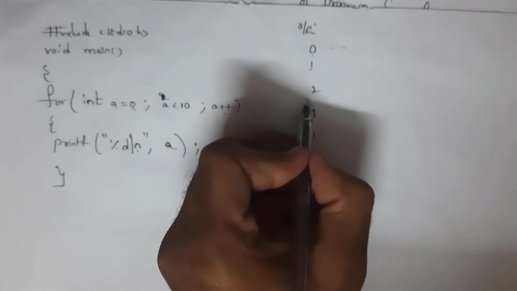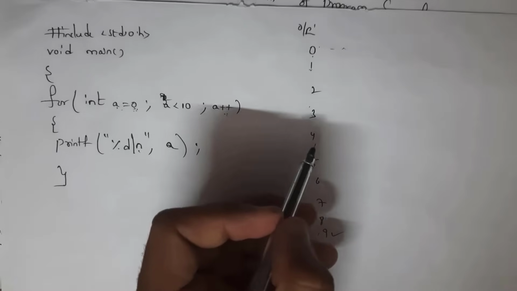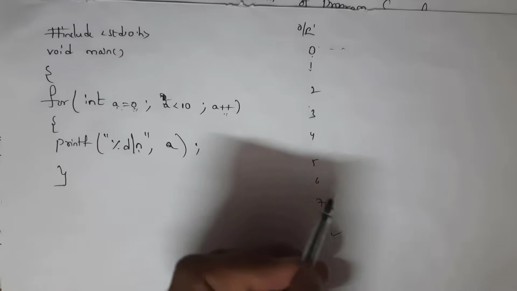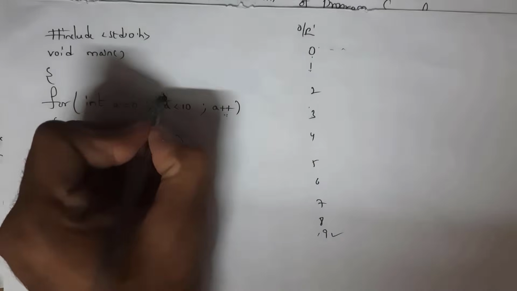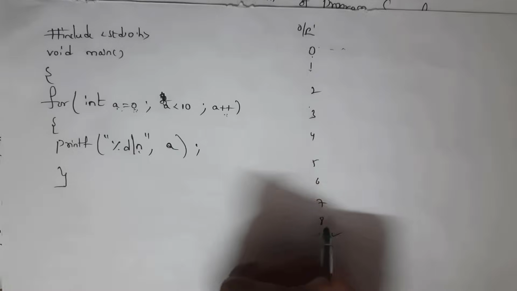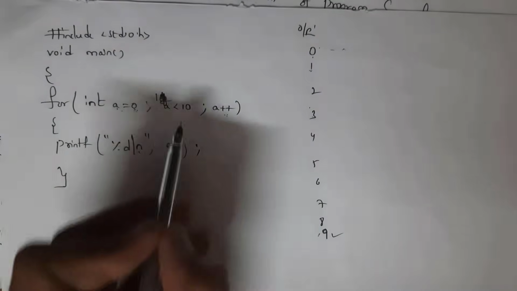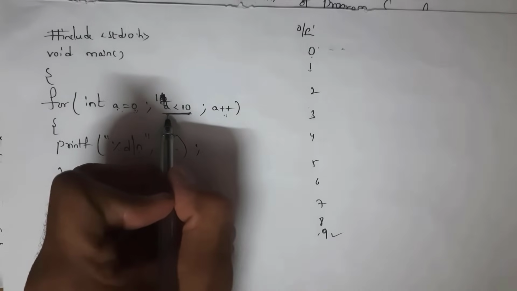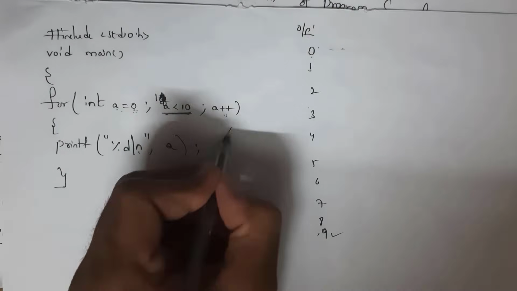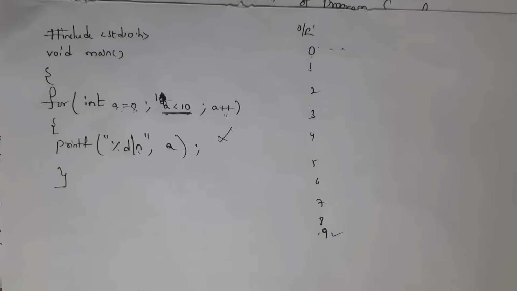2 is less than 10, condition is satisfied, it will print 2, and again it will increment the value. So now I will get 3. 3 is less than 10, so it will print 3, and again it will print 4, 5, 6, 7, 8. 8 is less than 10, so it will print 8 and again increment the value to 9. 9 is less than 10, so it will print 9 and at last increment the value to 10. 10 is not less than 10, 10 is equal to 10, so this condition is not satisfied. So it will break the loop. This is a C program in order to print numbers from 0 to 9.